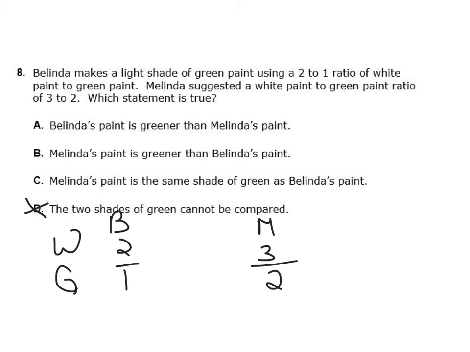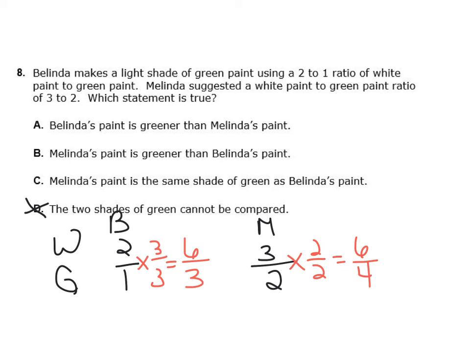So what we're going to do is go ahead and change them. Now 2 and 3 have a common multiple of 6. So I'm going to multiply 2 times 3 and 1 times 3 to give me 6 white and 3 green. On Melinda's, my factor is going to be 2. So 3 times 2 is 6, and 2 times 2 is 4. If you notice, we have the same amount of white paint now, but the green paints are different.